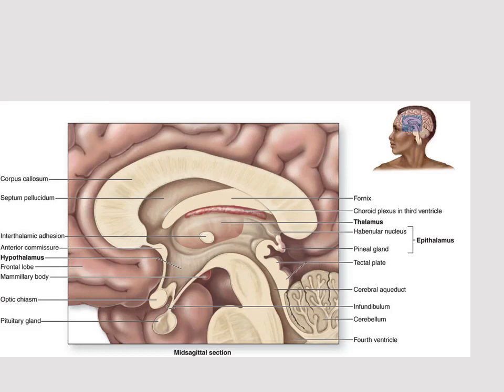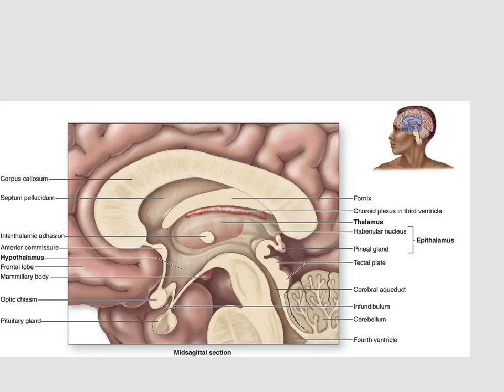Now, if you notice, just inferior to the fornix, we get what's referred to as the choroid plexus. The choroid plexus is going to be responsible for production of cerebrospinal fluid. The cerebral cortex floats within the cranial bones, and it's the fluid that's being generated by the choroid plexus, as well as a couple other regions of generation, that's going to ensure that it's suspended properly. We'll talk about that when we talk about cerebrospinal fluid.